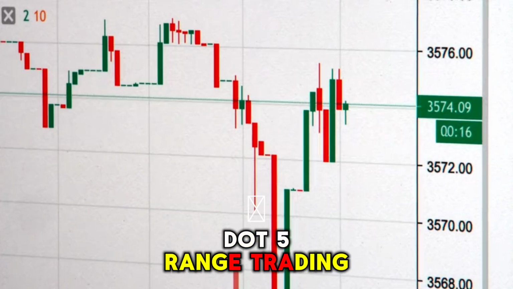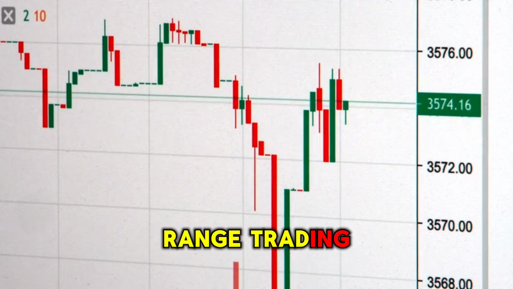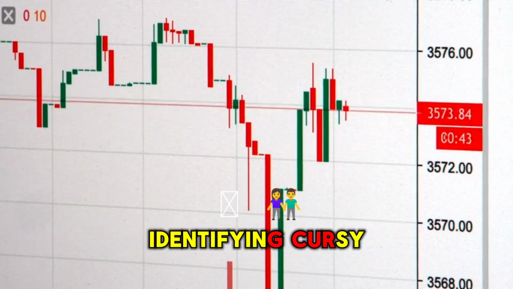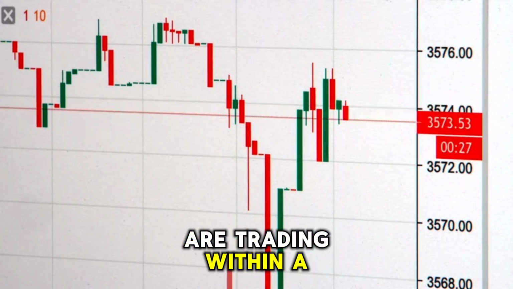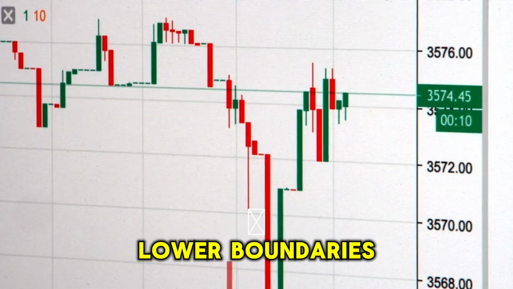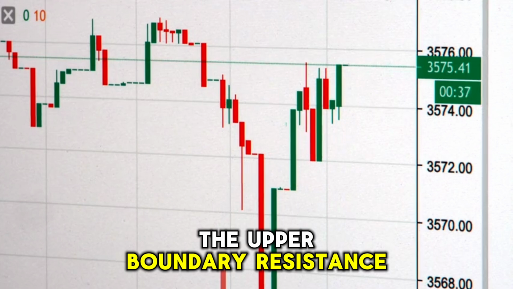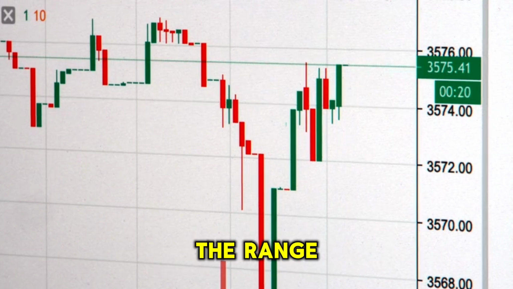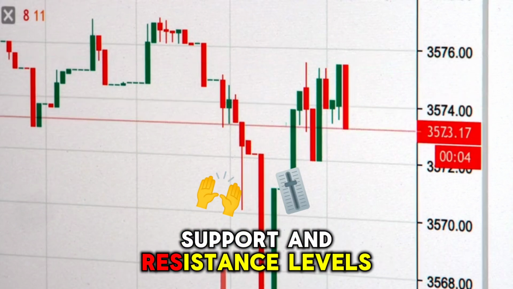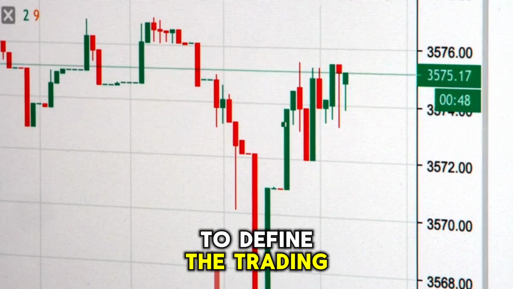5. Range trading strategy. Range trading involves identifying currency pairs that are trading within a certain range and buying at the lower boundary (support) and selling at the upper boundary (resistance). How it works: identify the range. Use horizontal support and resistance levels to define the trading range.